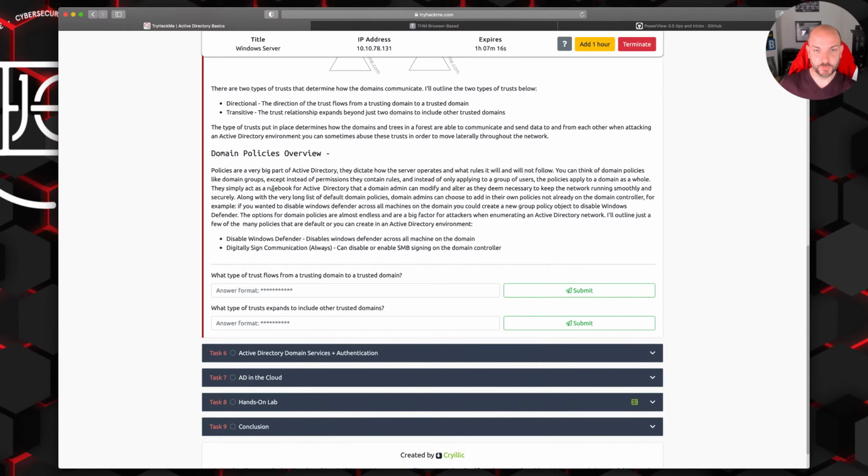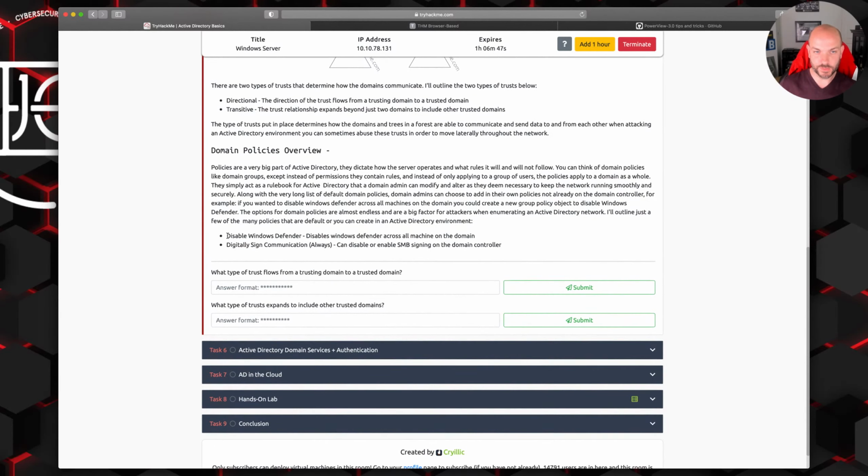Policies simply act as rules for Active Directory. That's what we were talking about. Along with the list of default domain policies, domain admins can choose their own policies not already on the domain controller. And again, this comes back to whether or not you want to do specific GPOs on specific types or groups of servers. There are lots of different things that you can do with those. They're giving some examples.